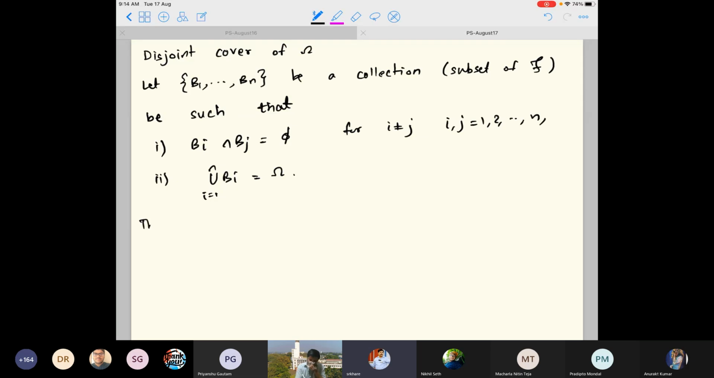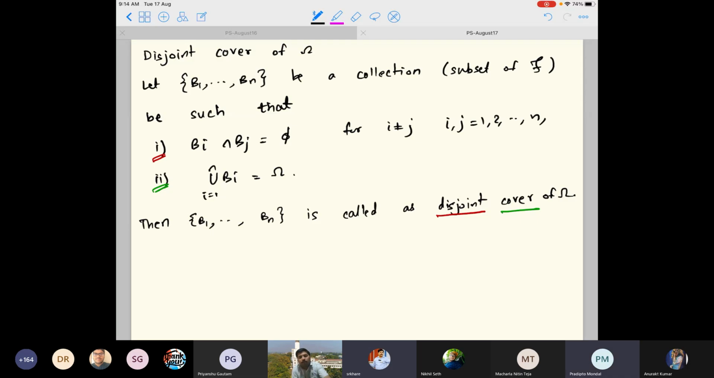Then B1 up to Bn, this collection, is called a disjoint cover of omega. Is the definition clear? What is a disjoint cover? Disjoint comes from this property and cover comes from this property. It covers omega, right? So that's why this is called a disjoint cover. Now, when you have a disjoint cover, then what happens?